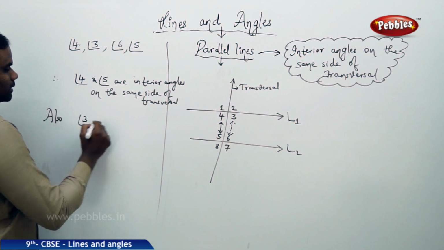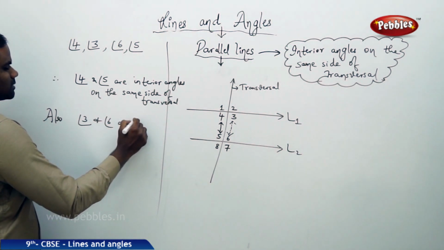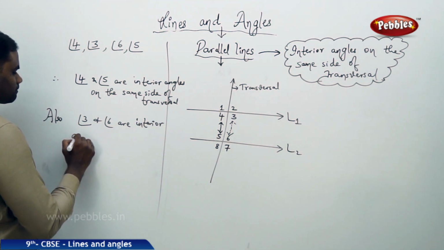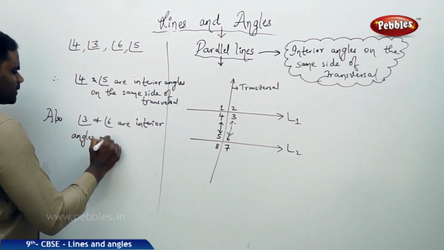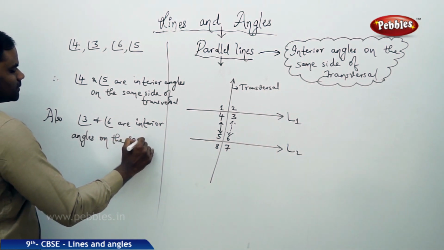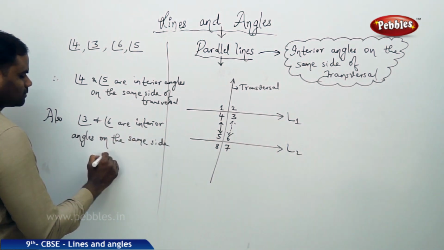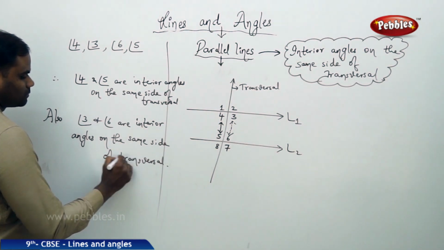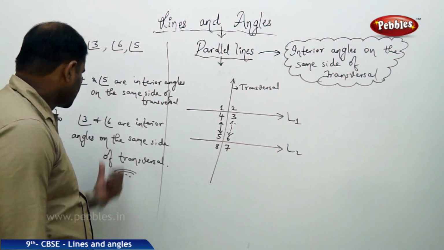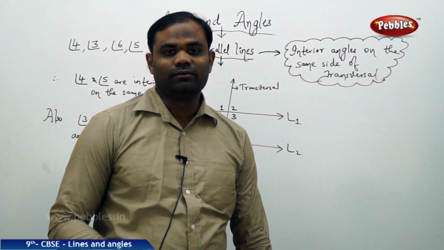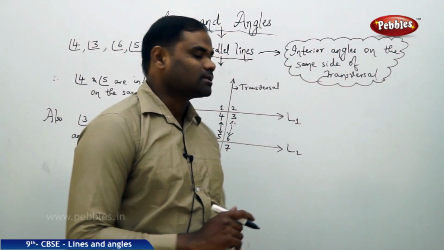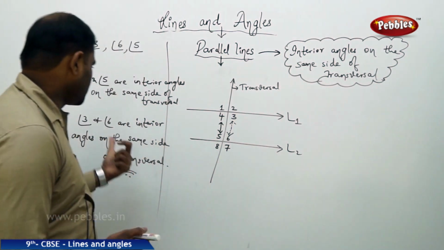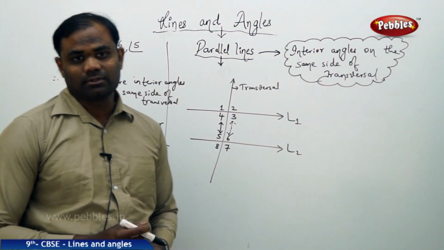Also, angle 3 and angle 6 are interior angles on the same side of transversal, is how we understand the interior angles connected with the parallel lines L1 and L2. Interior angles on the same side of transversal.